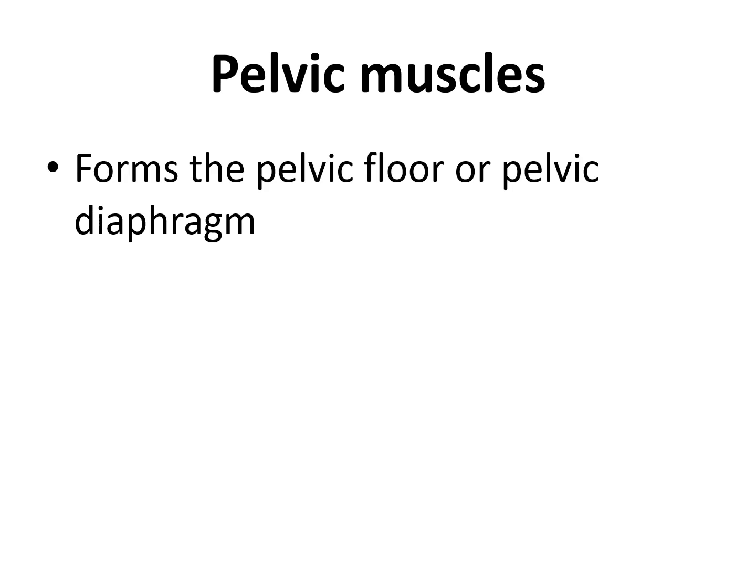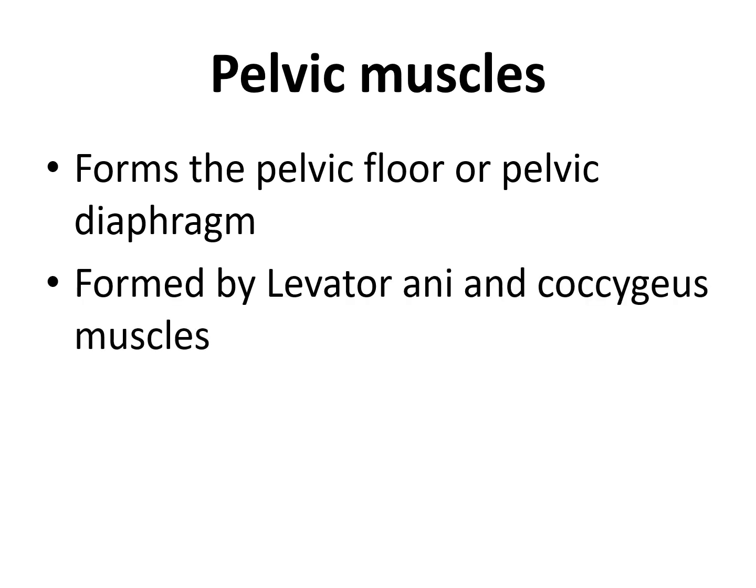these pelvic muscles form what we call the pelvic floor or the pelvic diaphragm. We have to be familiar with this term, the pelvic floor or the pelvic diaphragm. And this pelvic floor is formed by the levator ani and coccygeus muscles. The pelvic floor is formed by these two muscles.